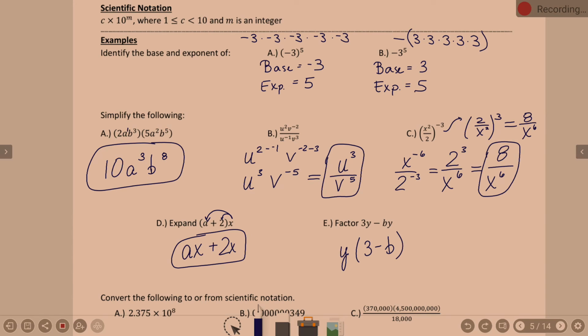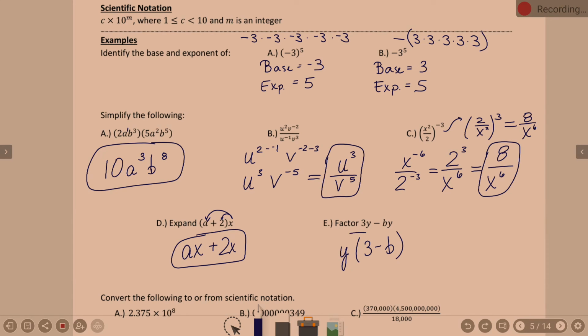GCF? Maybe? I don't know if that's what you guys were going with or not, but yeah, we're factoring out GCF here. Y is in common, factor it out front or out back, and then you have 3 minus b. Okay, good there?